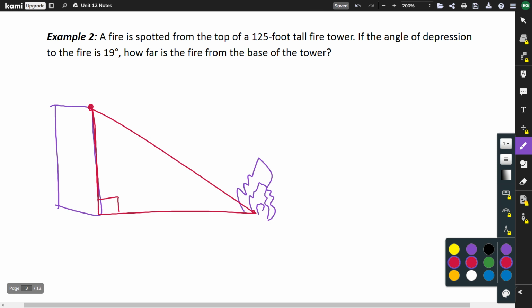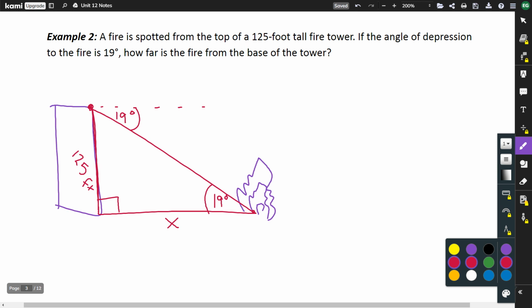Now the angle of depression is outside. But knowing what we know about geometry, this angle has to be the same as this angle down here. So this angle is also 19 degrees. And I would prefer to use an angle inside of my triangle when I'm setting this up. Now it also tells us our fire tower is 125 feet tall, and we're trying to find the distance from the fire to the base of the tower.